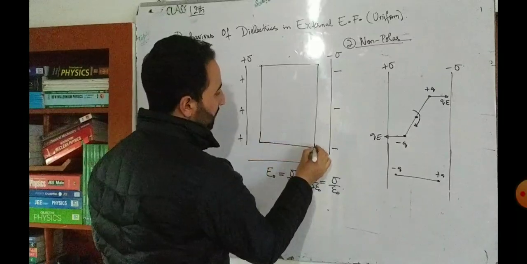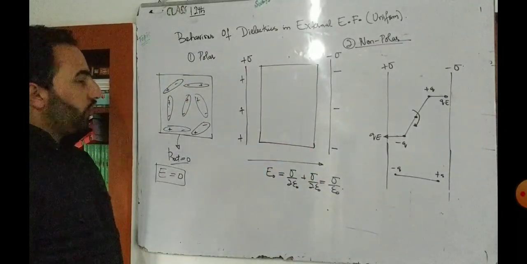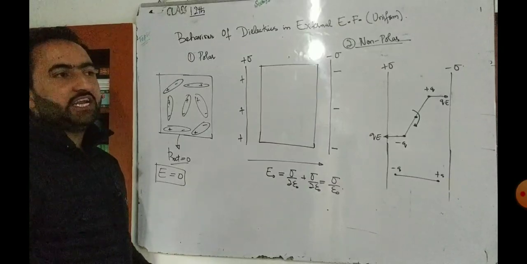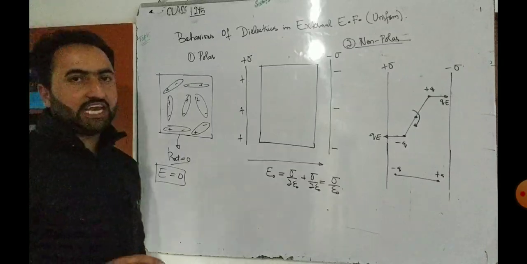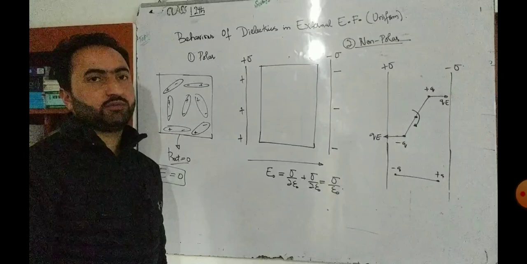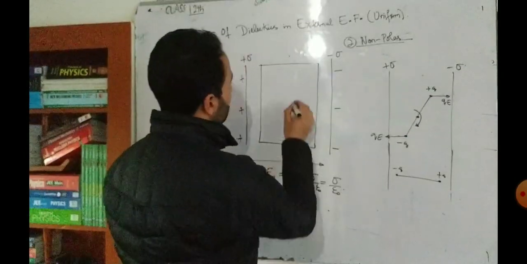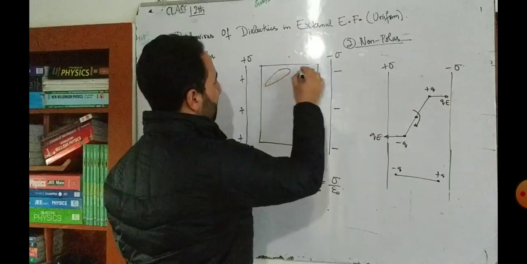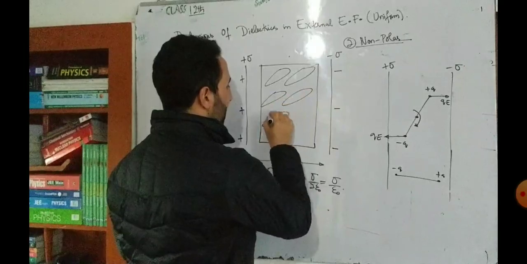But a perfect alignment is not possible. The reason is that all these dipoles have thermal kinetic energy equal to 1 by 2 kT, and it is because of this thermal kinetic energy that a perfect alignment of the dipoles is avoided. So all these dipoles will be placed somewhat like this. A perfect alignment is not possible.